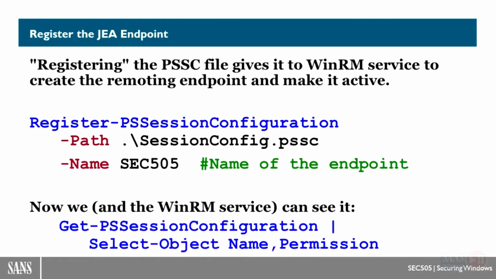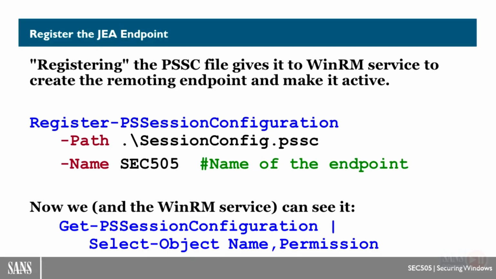So now let's imagine that we've either created or copied from someone else these two files. We got the PSRC file with a list of the allowed commands, and now we just created the PSSC file, the file that defines the endpoint. We have to give these files to the WinRM service. We're telling the Windows Remote Management Service, okay, WinRM service, we need to create a new endpoint, and here's the PSSC file with all the information about it. This is done with the command as shown in the slide on page 68.